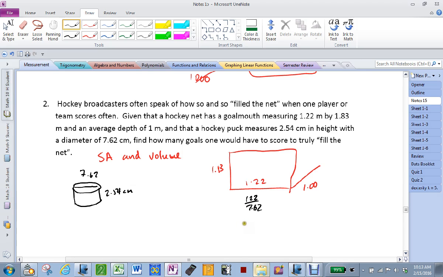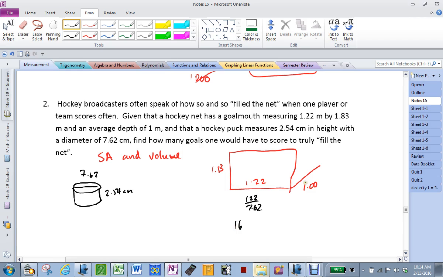Did you actually write this down? You did it this way? Oh my goodness, this could be the first time. 122 divided by 7.62. Now it's 16.01. So how many pucks will fit? 16. So it is 16 pucks here, yes?